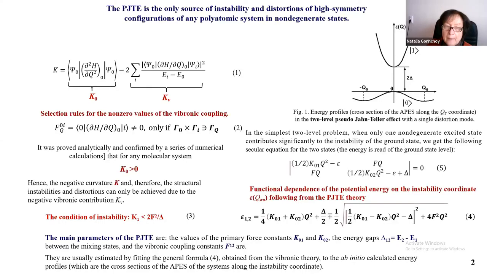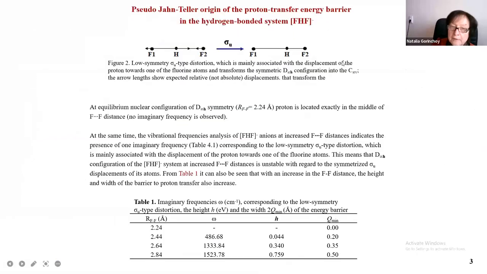The first system we have considered is the bifluoride anion. It was established both experimentally and by benchmark quantum chemical calculations that this ion is linear and centrosymmetric in the gas phase, but in crystal structures, shifts of the proton from the midpoint are often observed.